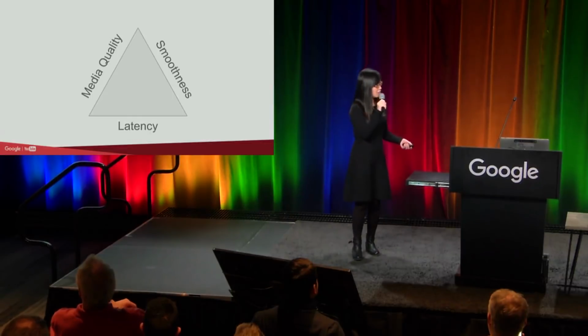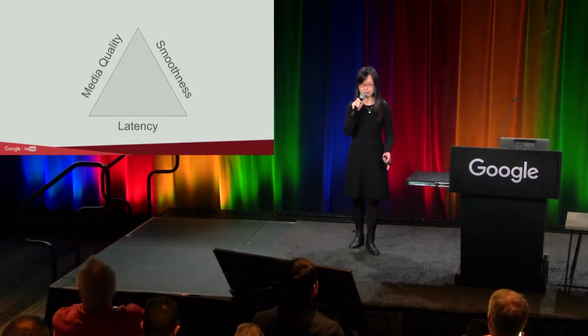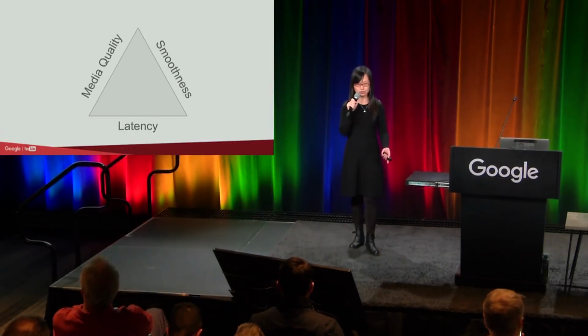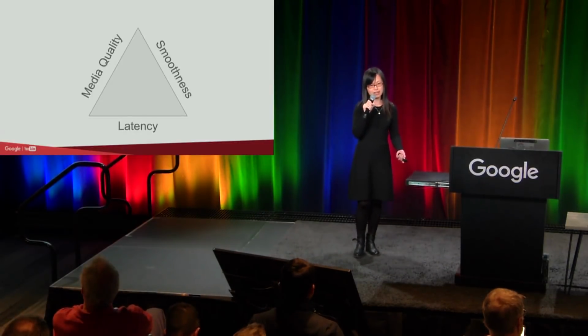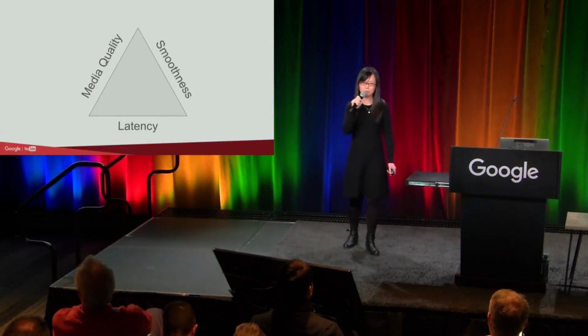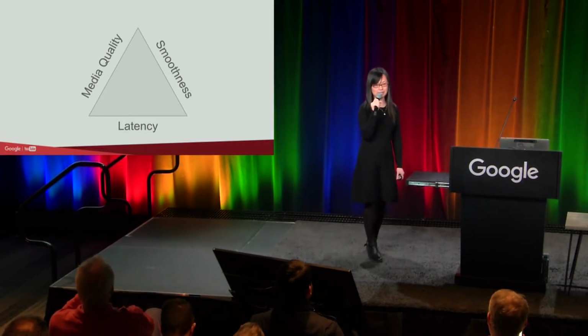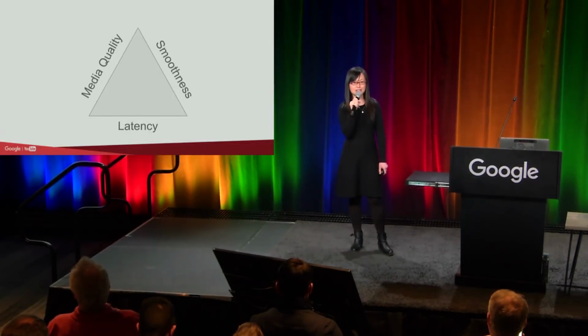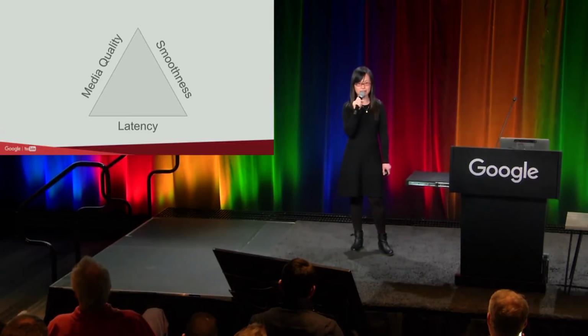So media quality, smoothness in playback, and latency are the important metrics we look for in a live stream, same as a video chat, actually. In an ideal world, we would want good media quality, low latency, and very smooth playback. But it is very hard to achieve, especially when the network condition is poor. So we need to make trade-offs.